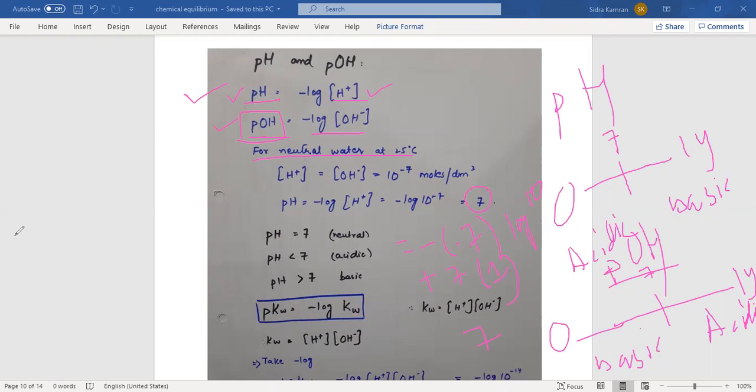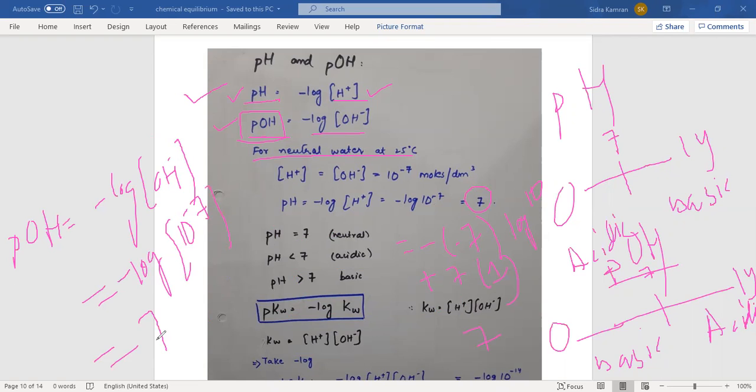In the same way, if you calculate the pOH, minus log of concentration of OH negative ions, as we know the concentration of the OH negative ion is the same as the H positive ion, 10 raised to the power minus 7. So it will become 7. If the pH is 7, the solution is neutral. If the pH is less than 7, the solution is acidic. If the pH is greater than 7, then the solution is basic. Here you can see by the scale.